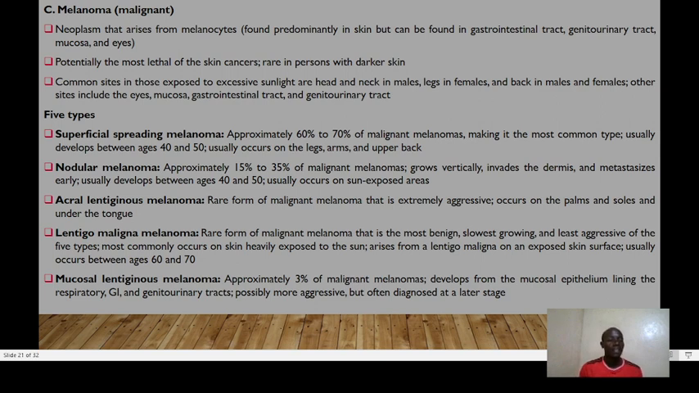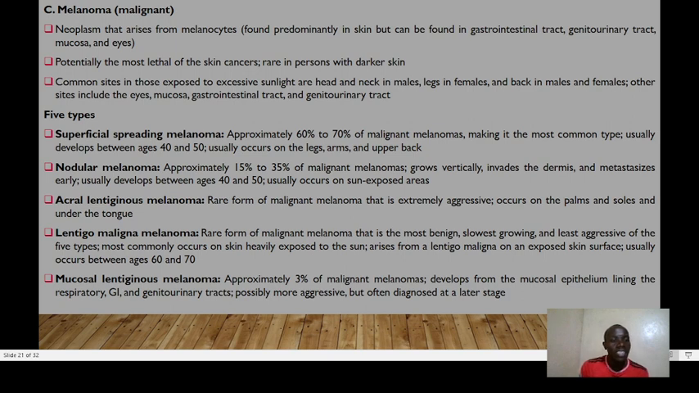We have five subtypes. We have superficial spreading melanoma, which is approximately 60 to 70% of malignant melanomas, making it the most common type, and usually develops between ages 40 and 50 and usually occurs on the legs, arms, and upper back. Nodular melanoma is the second one, and it's approximately 15 to 35% of malignant melanomas, and it grows vertically, invades the dermis, and metastasizes early. It usually develops between ages 40 to 50, and usually occurs on sun-exposed areas.